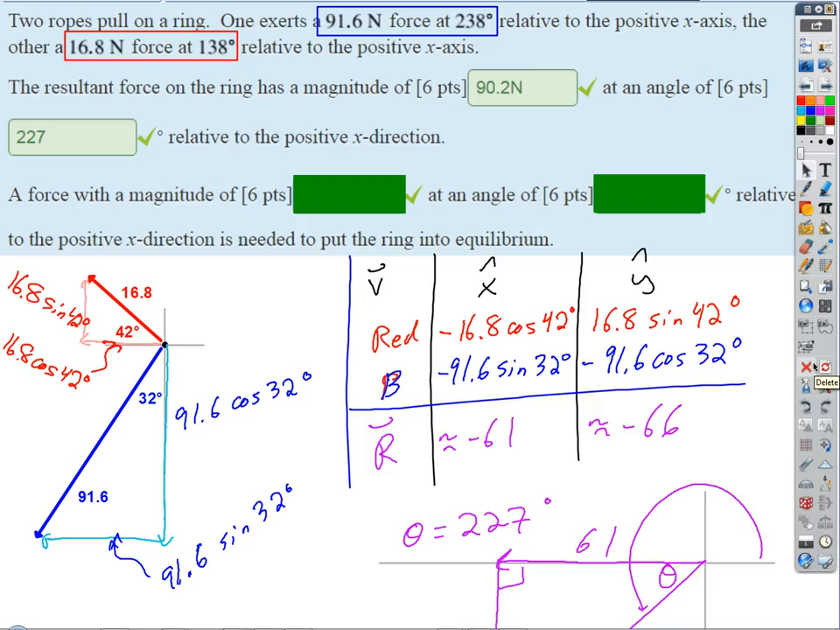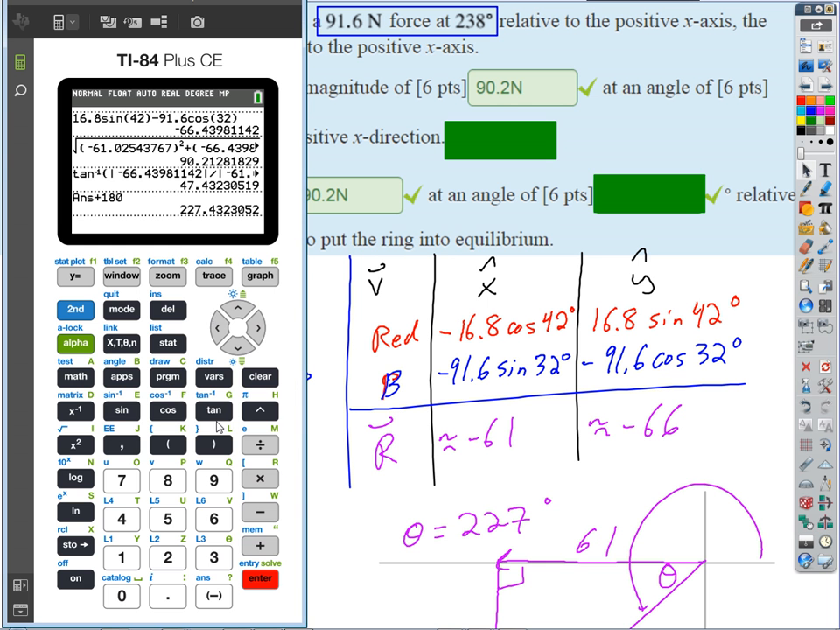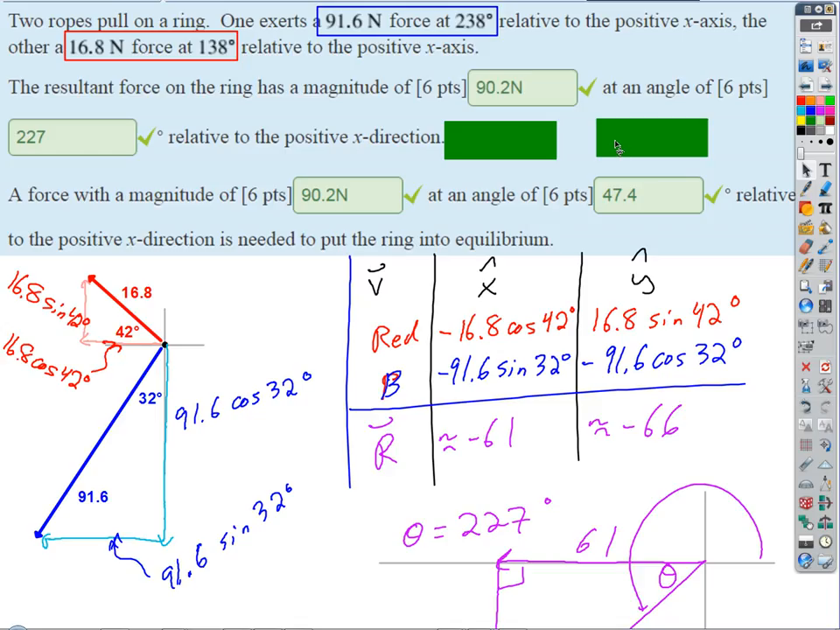The other part of the question wants to know, to put those into equilibrium, what third force would we need? It's going to have to be one that completely cancels that net force, doesn't it? Right? Because for all three forces to sum to 0, they have to cancel each other out, right? So what's the magnitude going to be? 90.2. What's the angle going to be? That one minus 180. And so on our calculator, if I took my calculator number and I subtracted 180, I had 47.4. Everybody agree? Okay, because I've got to have it out to 3 sig figs. So there it is, 47.4.